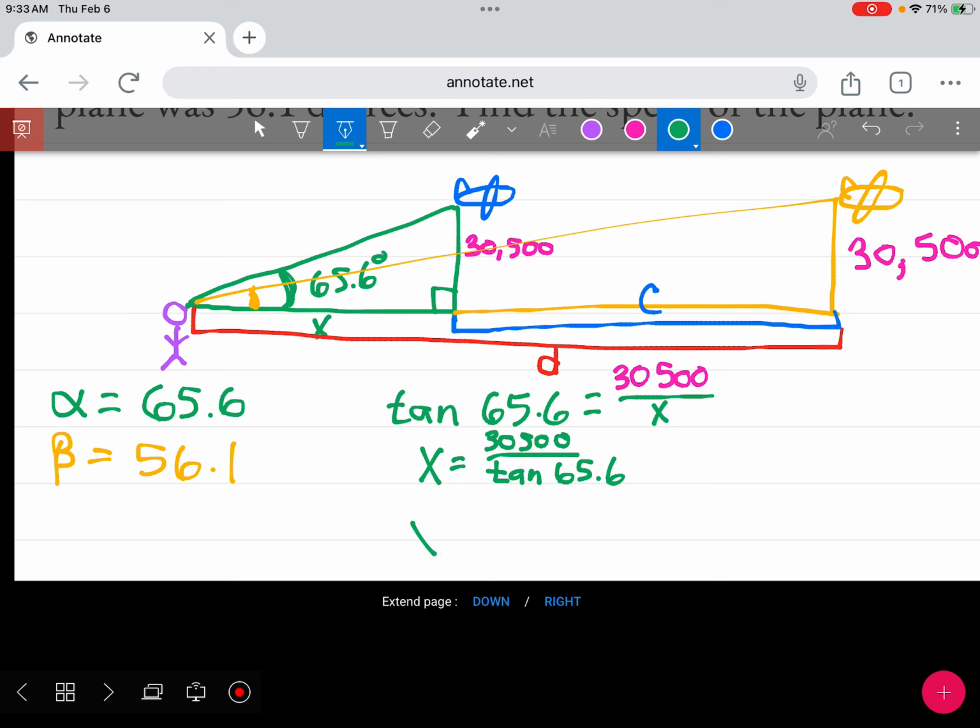So when this person very first sees the plane, the distance between him and that plane is going to be what? 13,000. We can go ahead and take it as whole numbers here just because otherwise it's going to get even grosser. 13,835.